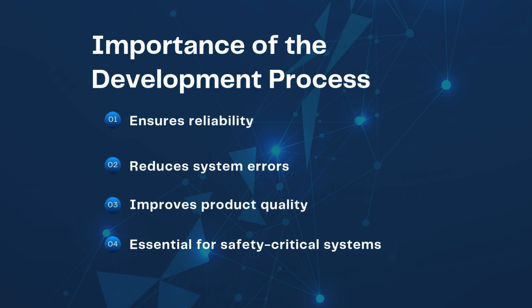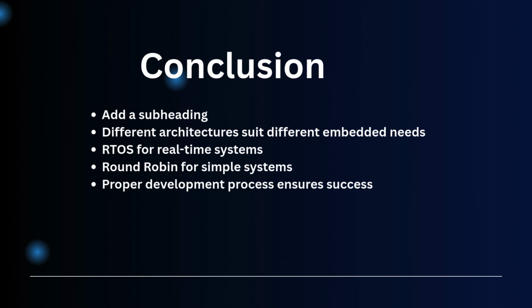So, in conclusion, different software architectures are suitable for different embedded system requirements. Round robin is best for simple systems. Function queue is ideal for event-driven systems, and RTOS is most suitable for complex real-time applications. Finally, a well-structured development process ensures system success, reliability, and scalability in modern embedded systems.